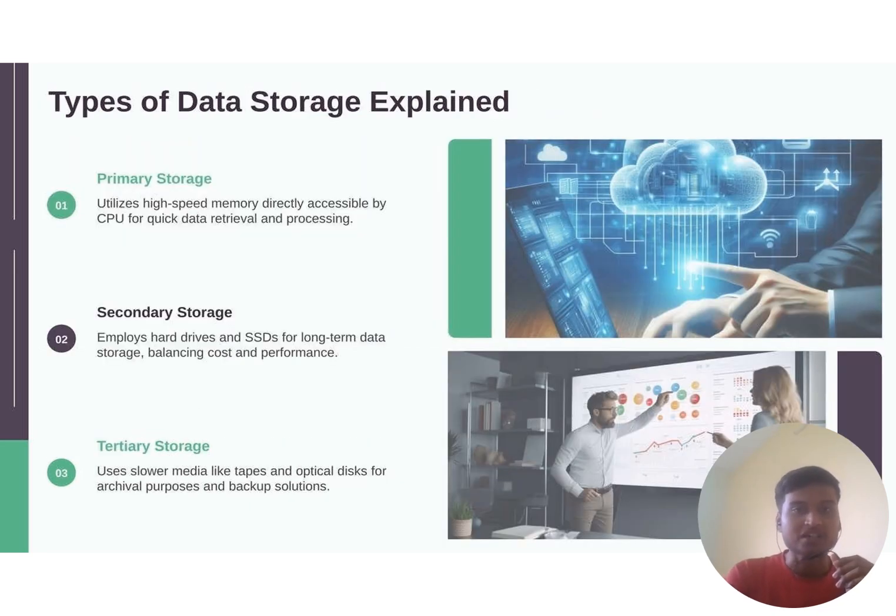Then the next is the types of data storage explained. There are mainly three types: the primary storage, the secondary storage, and the tertiary storage. The primary storage utilizes high-speed memory directly accessible by the CPU for quick data retrieval and processing. The secondary storage employs hard drives and SSDs for long-term data storage, balancing cost and performance. The tertiary storage usually stores media like tapes and optical discs for archival purposes and backup solutions.